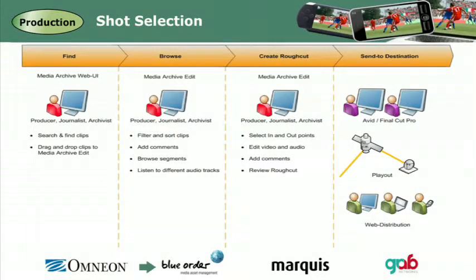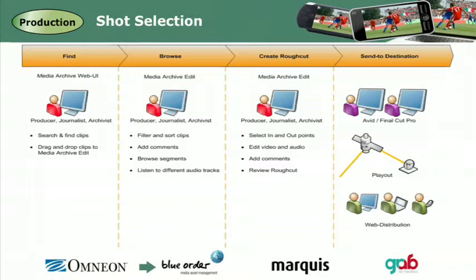Then you might want to create a shot list, a rough cut edit decision list, and also preview that and share that EDL with other colleagues for approval. And then finally, in the two different workflows, if it was going to a highlights package, we may want to send that content into a Final Cut Pro environment or an Avid environment.